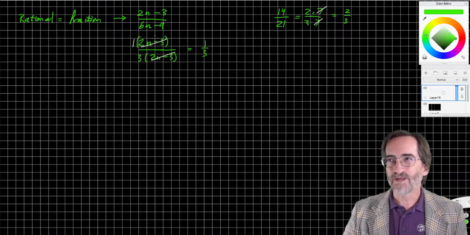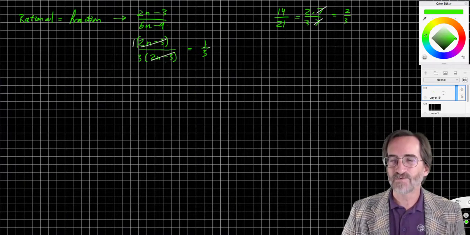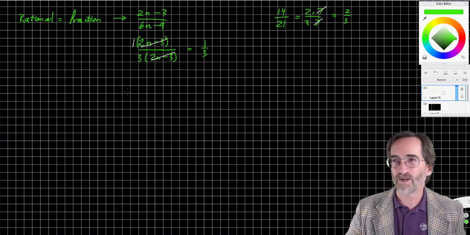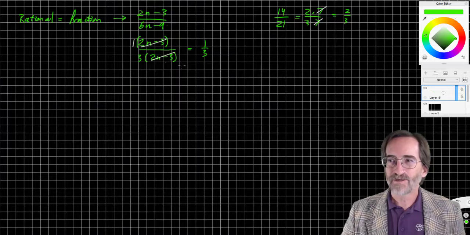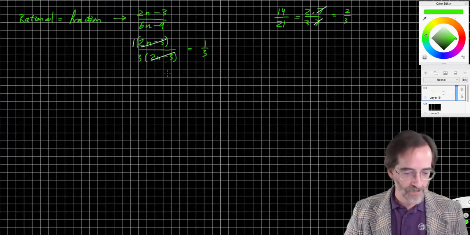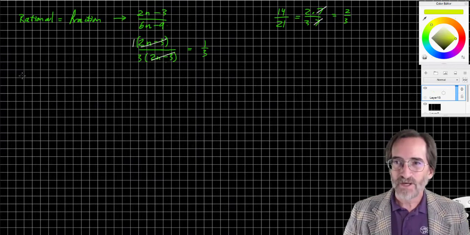That's a really interesting result. 2n minus 3 over 6n minus 9 is 1/3, no matter what n you pick, what number you pick. Okay, so again, the steps: factor, cancel any common factor out of top and bottom. Let's try another.